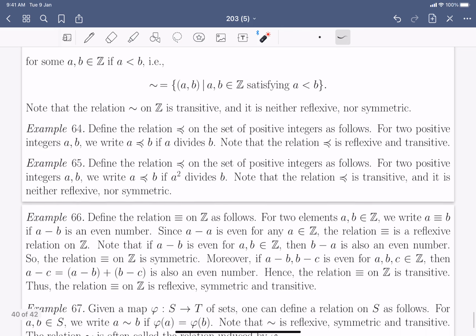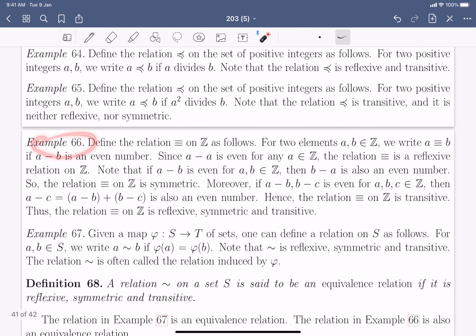So this example 66 is going to be of very crucial importance in the course. We define a relation on Z as follows. You say that a and b are related if a minus b is an even number. Since a minus a is even for any a inside Z, it is clear that this relation is reflexive. Moreover, if a minus b is even for a, b inside Z, then certainly b minus a is also even. So this relation is symmetric.